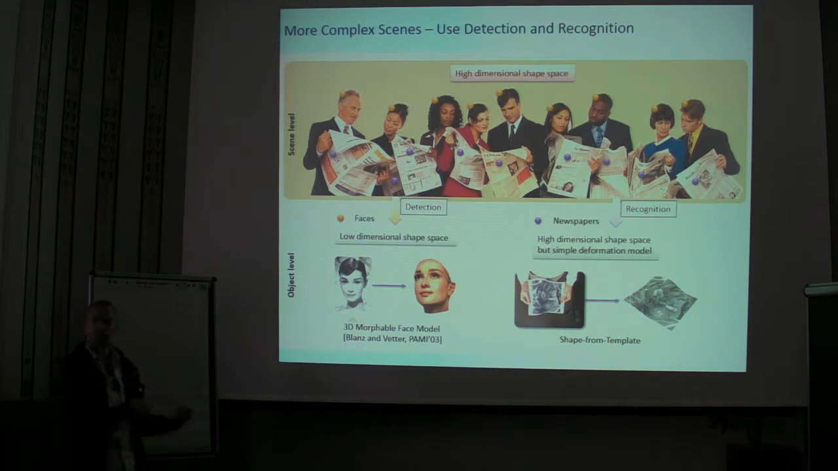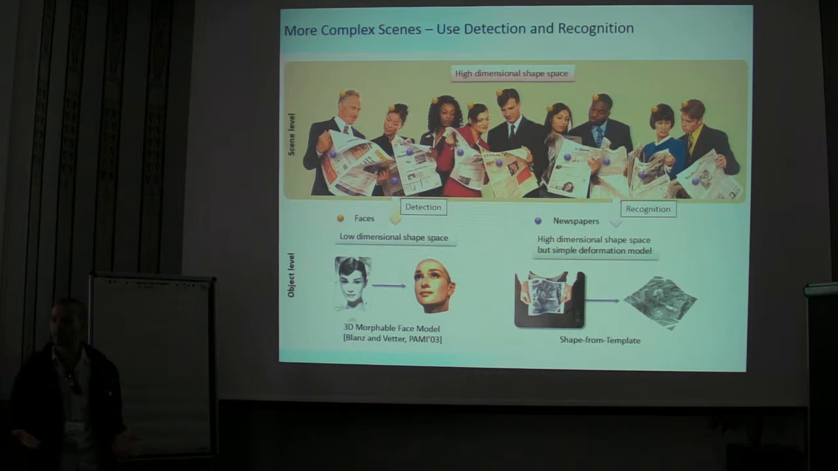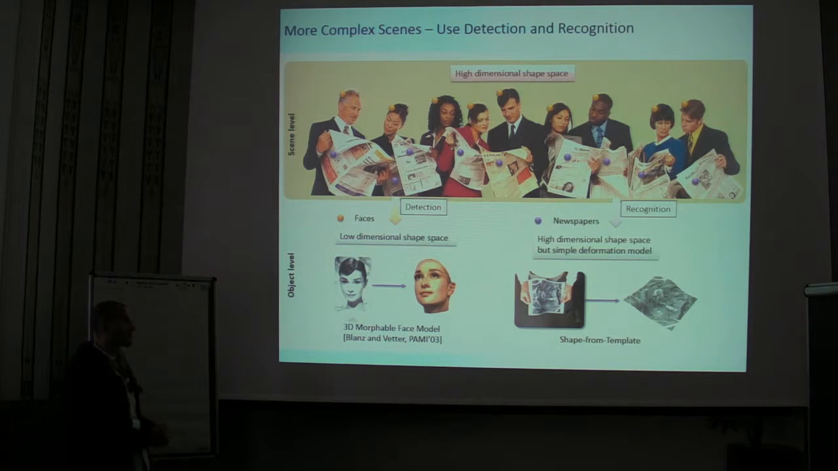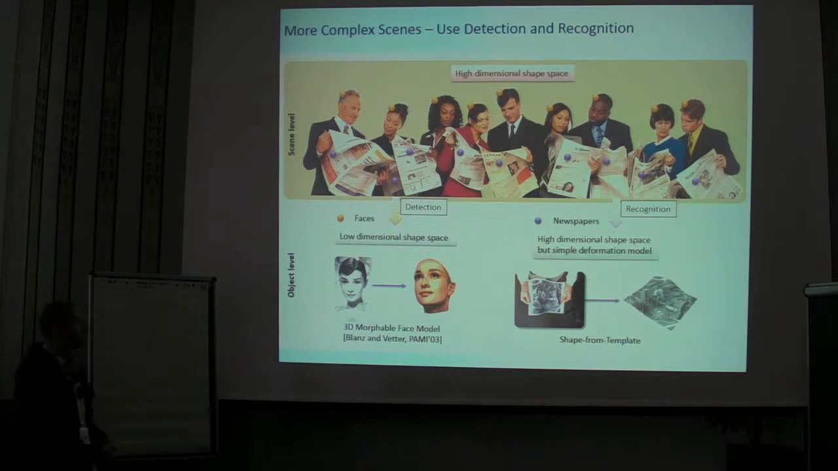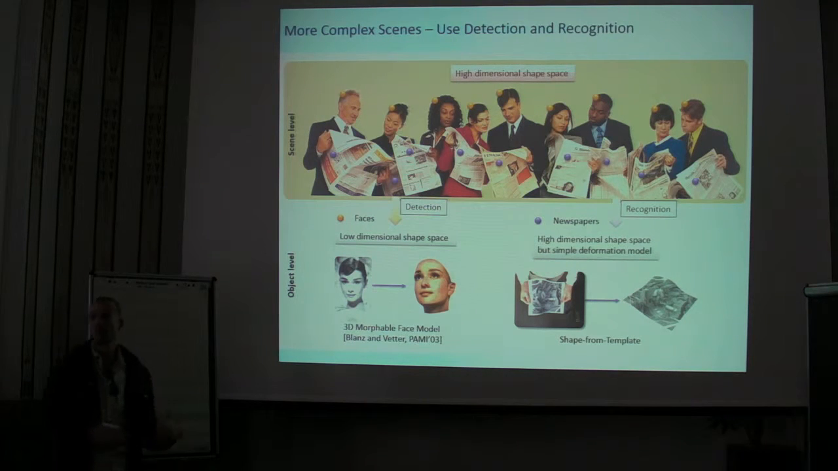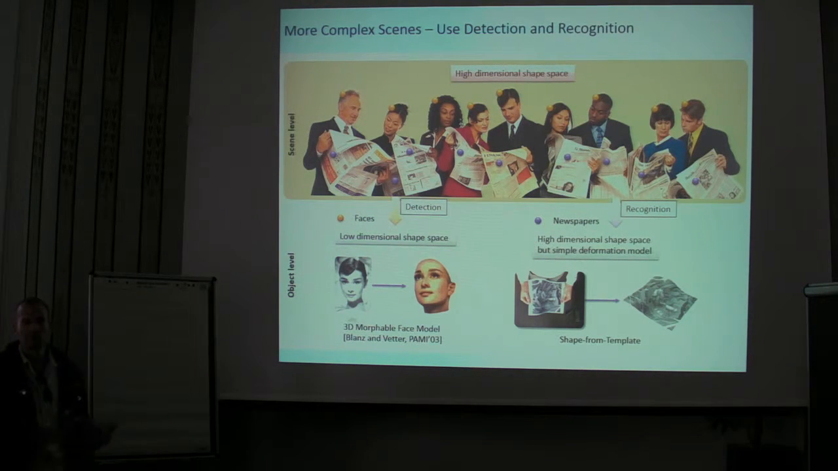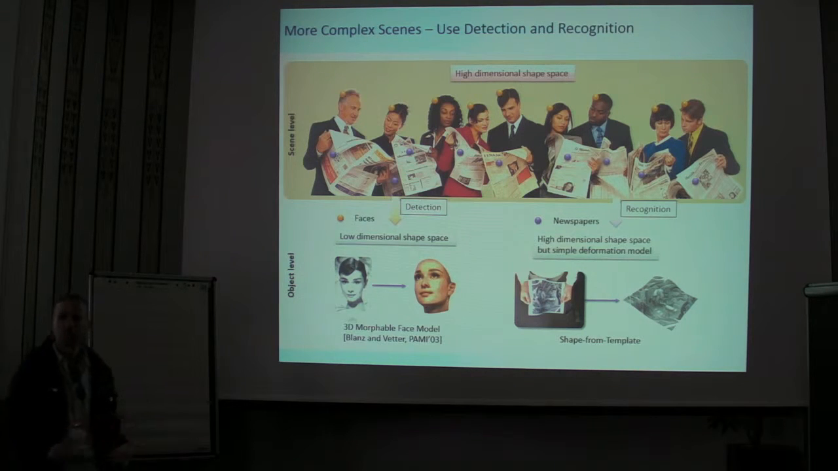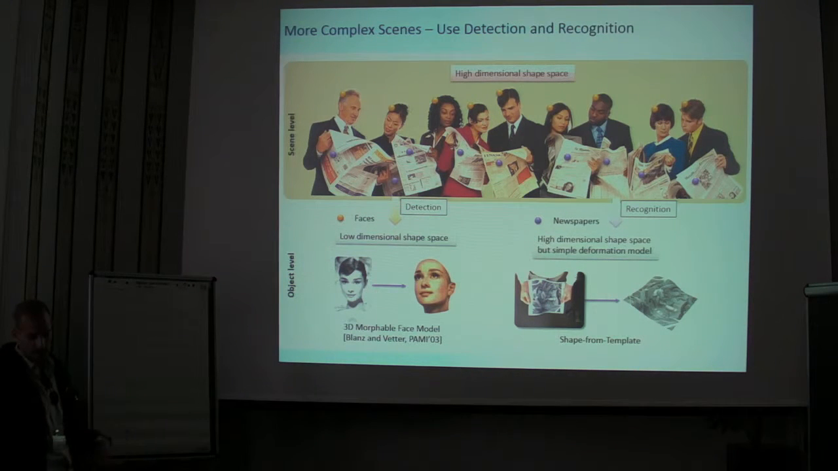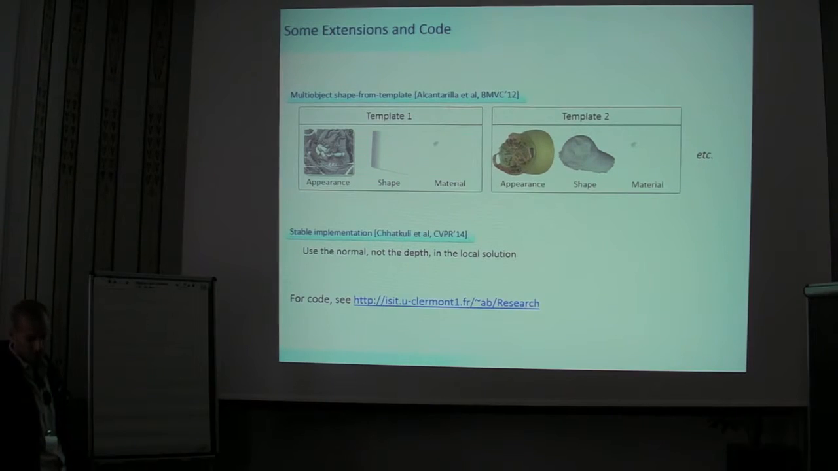Whereas for the case of paper, that's the opposite. The way it deforms is simple, but the shape space is very large. But shape from template can solve for the shape. And overall, I think that by parsing an image like this, splitting it into different components, we might be able to address this case of more complicated scenes, and with learning and databases as well.